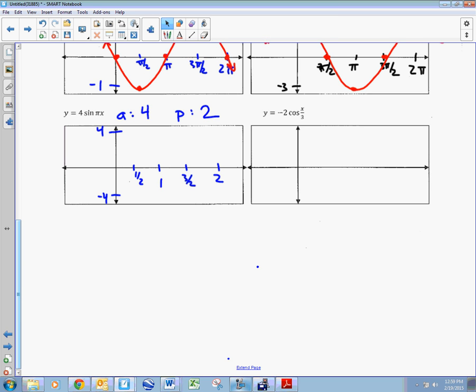All right, so sine, is it going to start at the top, the bottom, or the middle? Very good. And is this one going to head on up, or is it going to head on down? Positive.